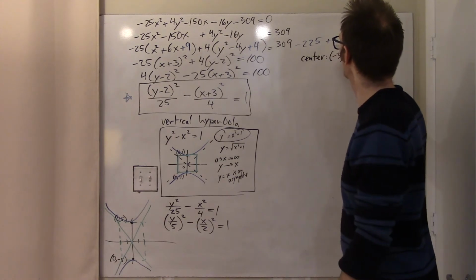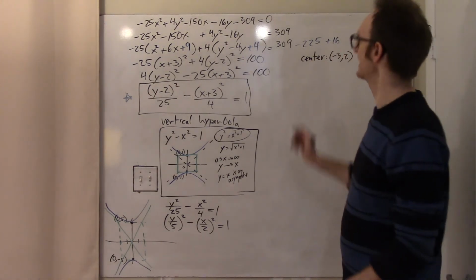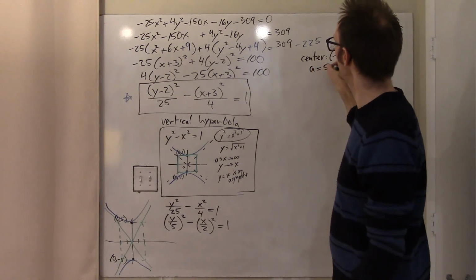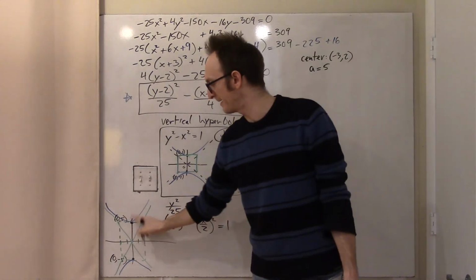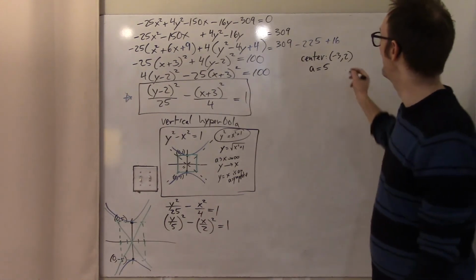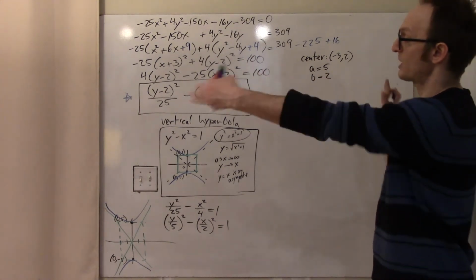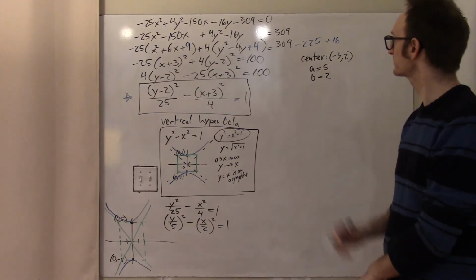Got to be kind of careful about that. All right, so let's just finish this problem now. I think there's nothing more to say. The center is (-3, 2). A is 5 because the vertices are 5 away from the center. B is 2 because we've been stretched out horizontally by a factor of 2.